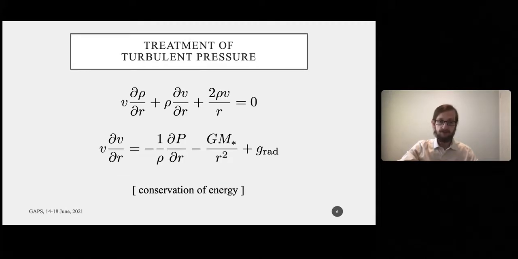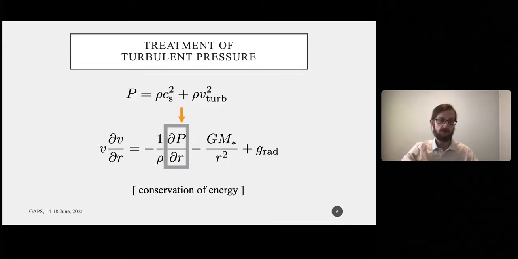In order to implement turbulent pressure, we focus on the pressure gradient term in the conservation of momentum equation, and as is done in stellar atmosphere modeling, we replace it with a sum of a sound speed based pressure term and a turbulent speed based pressure term, which for notational ease moving forward, we refer to as an effective sound speed.